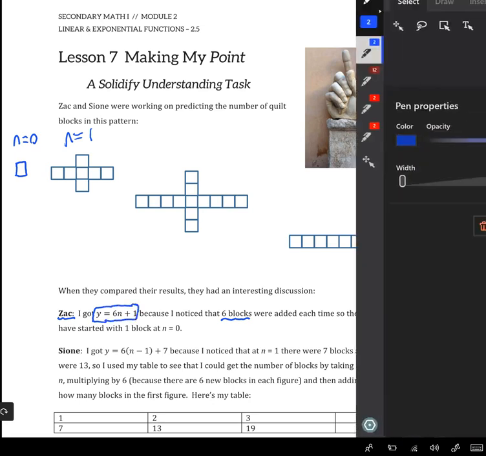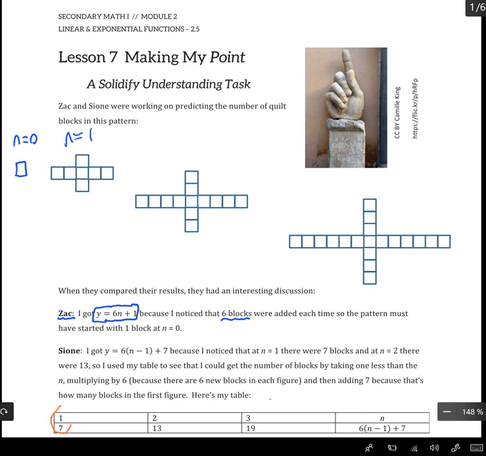Sion, on the other hand, started from the first block. When we start at n equals 1, we have to do this n minus 1 adjustment to our rule. So she got 6 times n minus 1 plus 7. I'm going to underline that so the 7 doesn't get cut off.